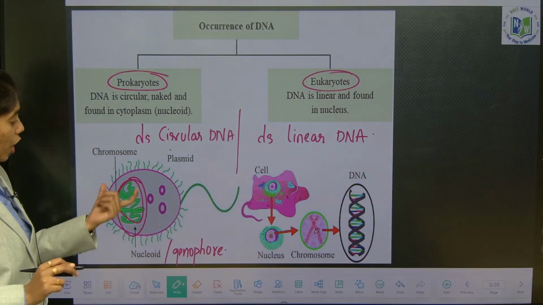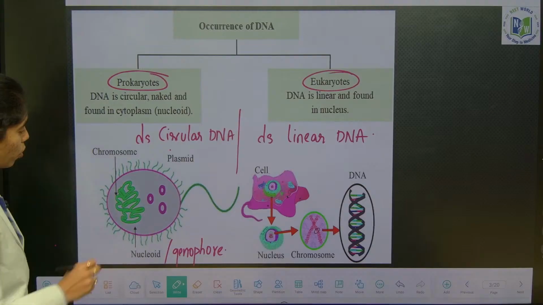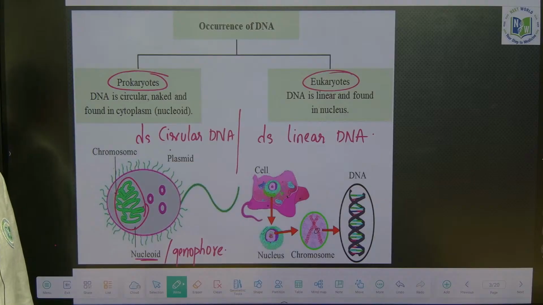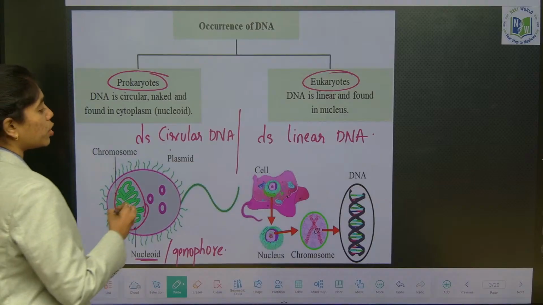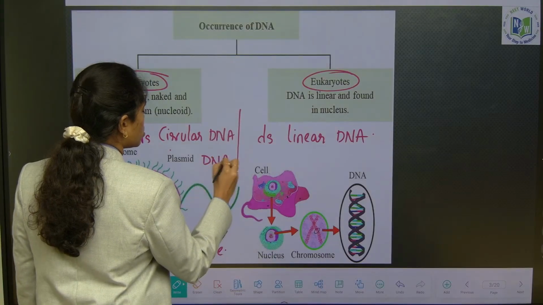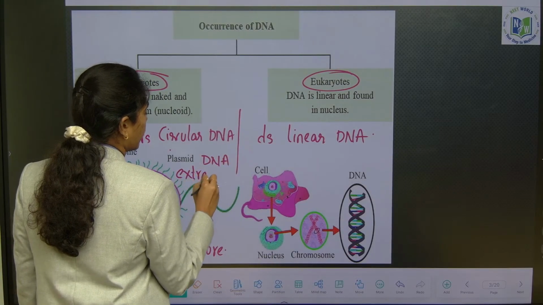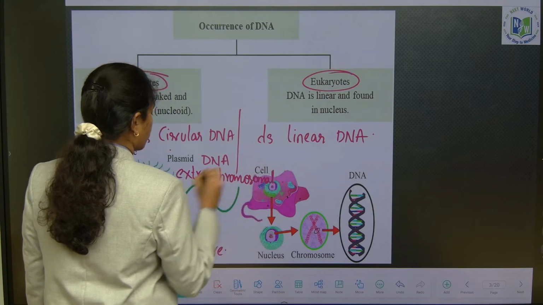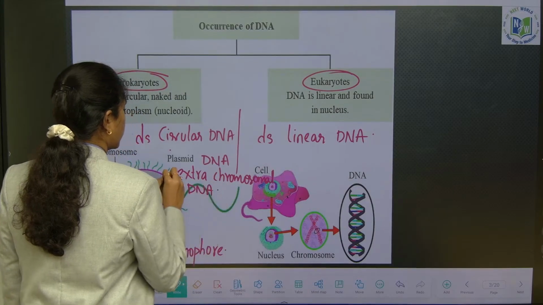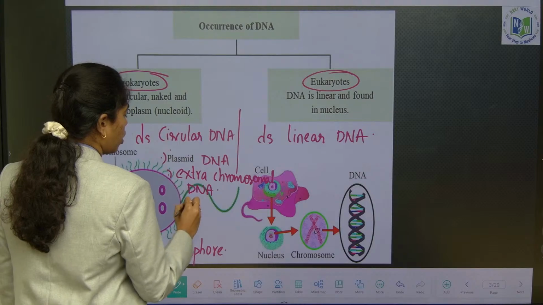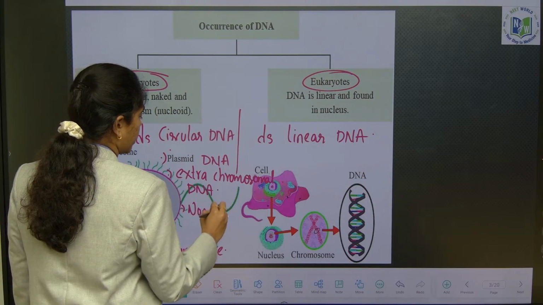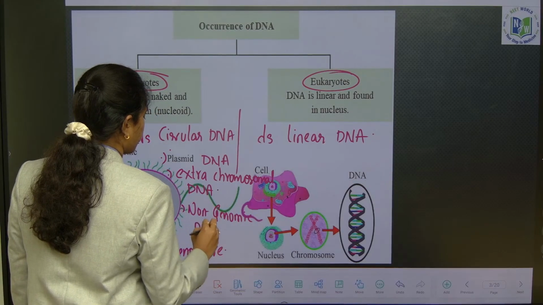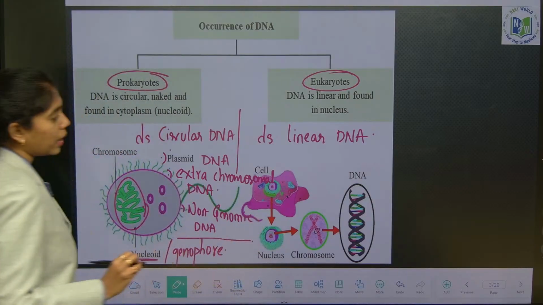Along with the genetic material or chromosomal DNA, that is the nucleoid, there is extra-chromosomal DNA also present in the cytoplasm, which is known as what? Plasmid DNA, which is extra-chromosomal DNA, or non-genomic DNA. Till here it is clear, no?